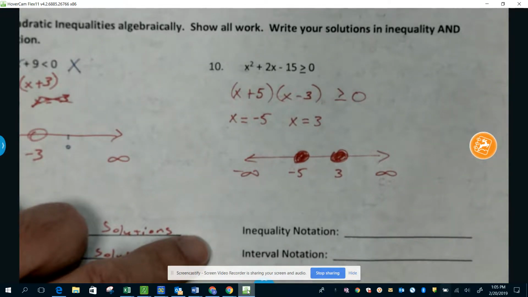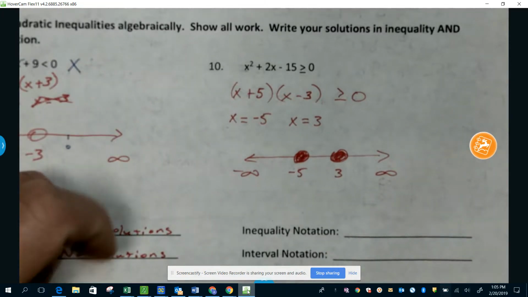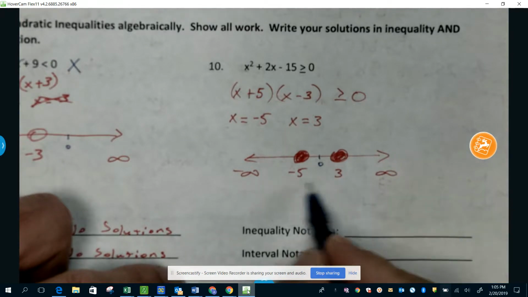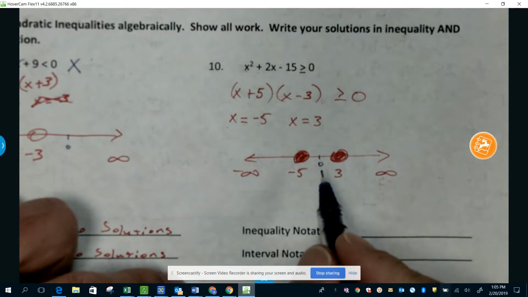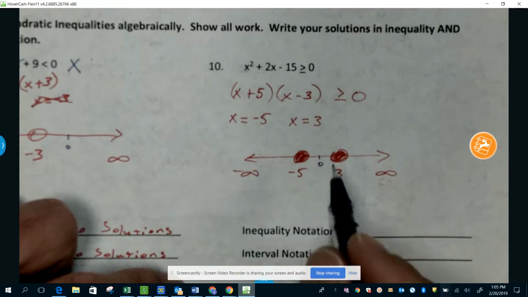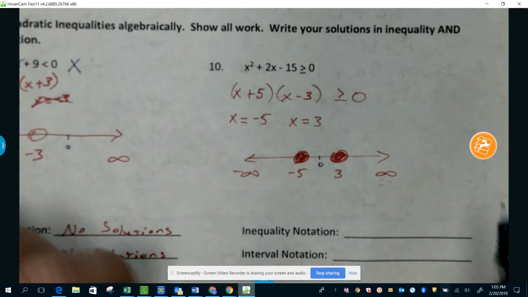Now I need to know, am I going to shade in between those two numbers, or am I going to shade to the outsides of the two numbers? The easiest number to choose as a test coordinate is 0, and 0 is actually located in the middle. So we're going to plug a 0 in. If 0 works, we're going to shade in the middle where 0 is located. If 0 doesn't work, we're going to shade to the outsides, opposite of where 0 is located.